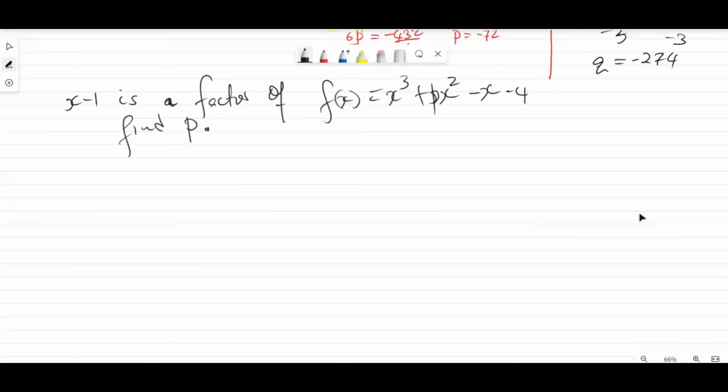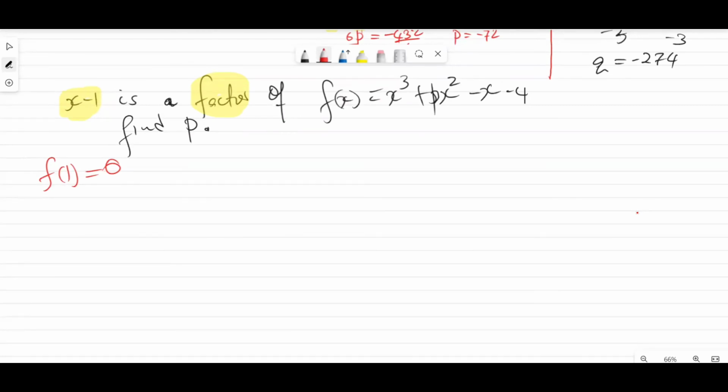All right, x minus 1 is a factor of f of x equal to x cubed plus px to the second power minus x minus 4. Find the value of p. Now, the key thing here is the fact that x minus 1 is a factor. All right? So that means that if we evaluate f of positive 1, then we will get a 0. And this is going to be the pillar on which we will stand in executing this.